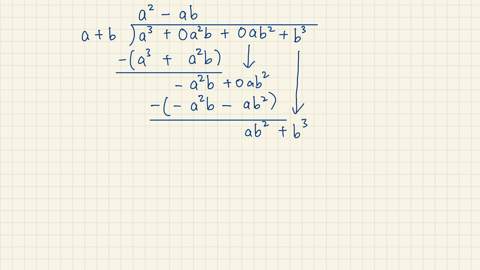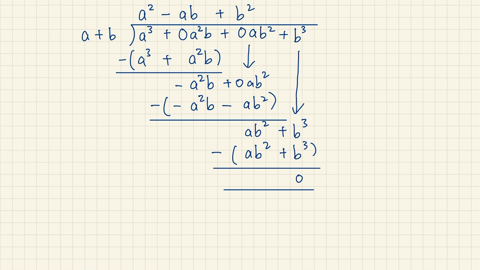b³, and now the leading term is ab squared. Aiming for that, I'm going to multiply the a with b squared. So I need to add plus b squared in the quotient. b squared times a is ab squared, and then b squared times b is going to give me b cubed. That leaves us with a remainder of 0, as desired.